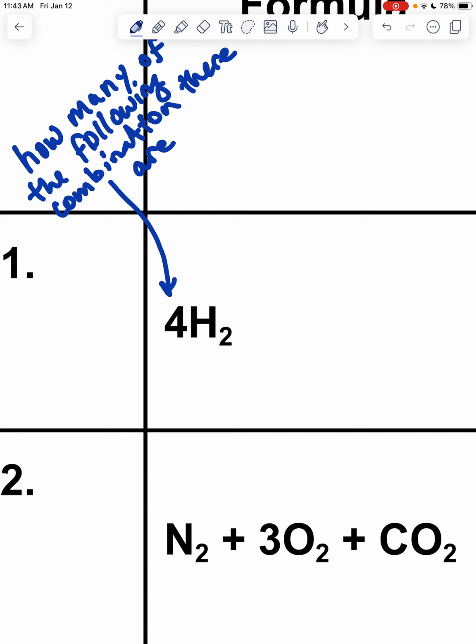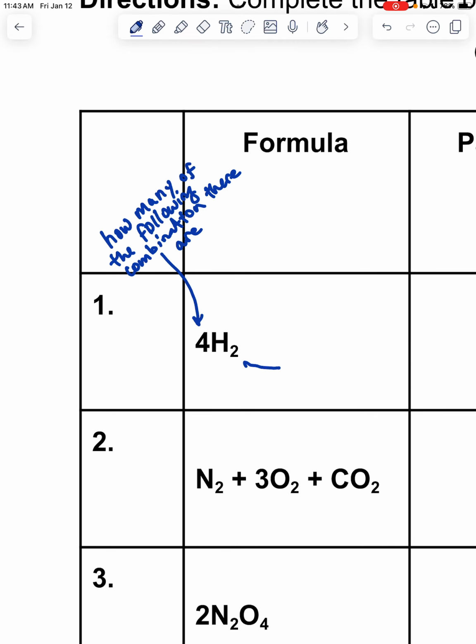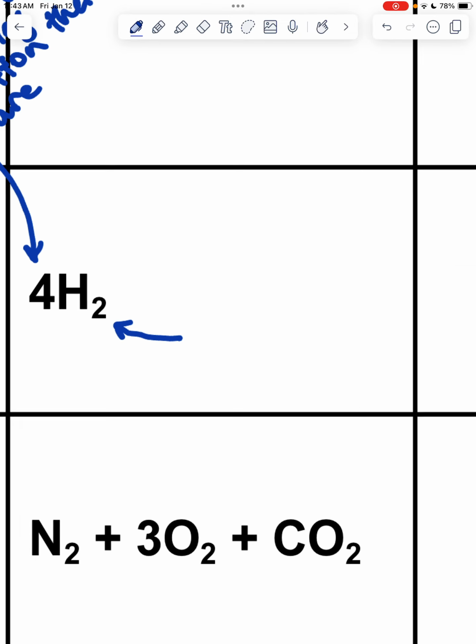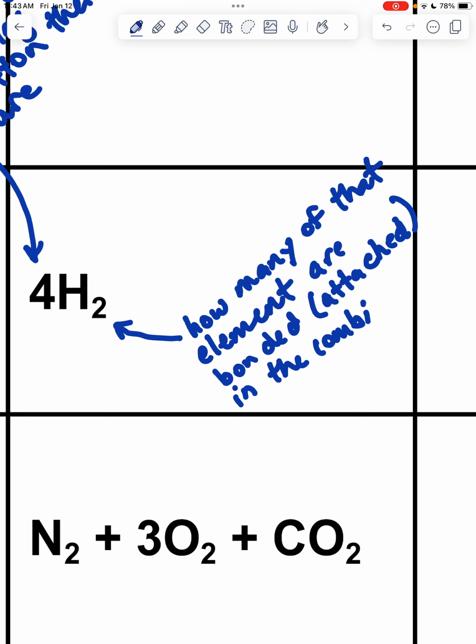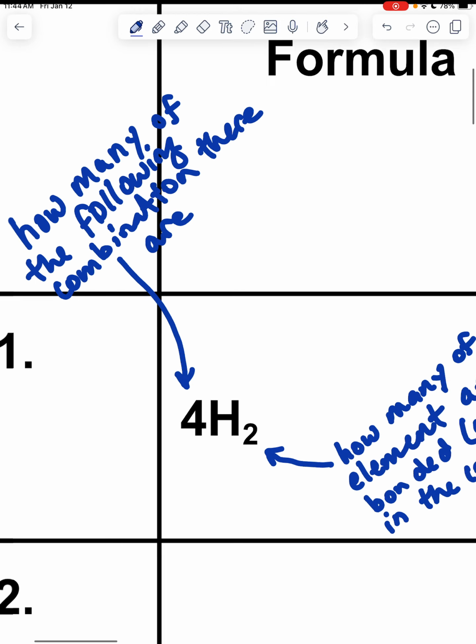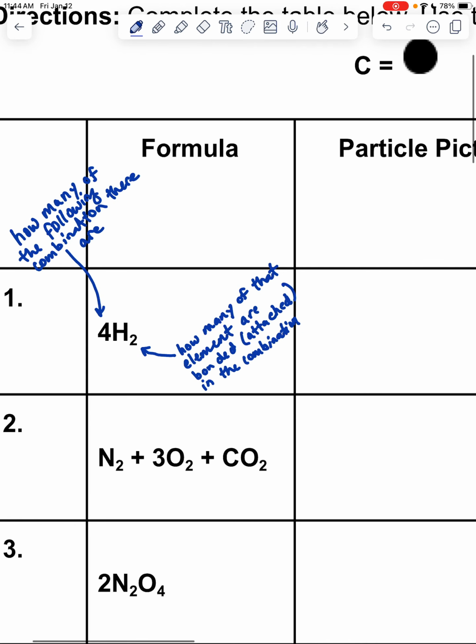For the small numbers, like here, those subscripts, those are representing how many of that element are bonded or attached, they're connected in the combination. So the smaller one is the attachment. The bigger one is how many just total of those things are there.